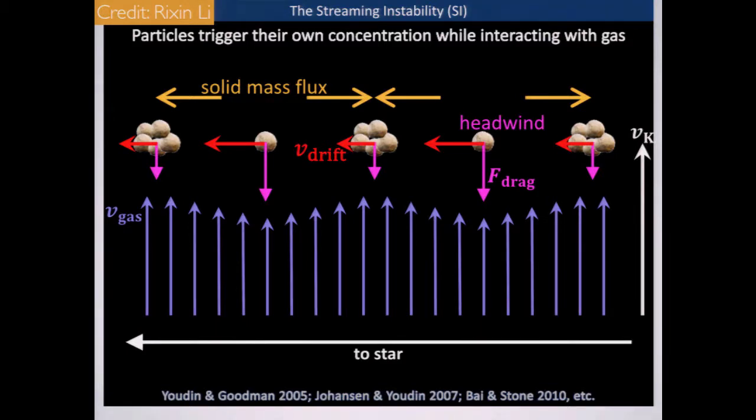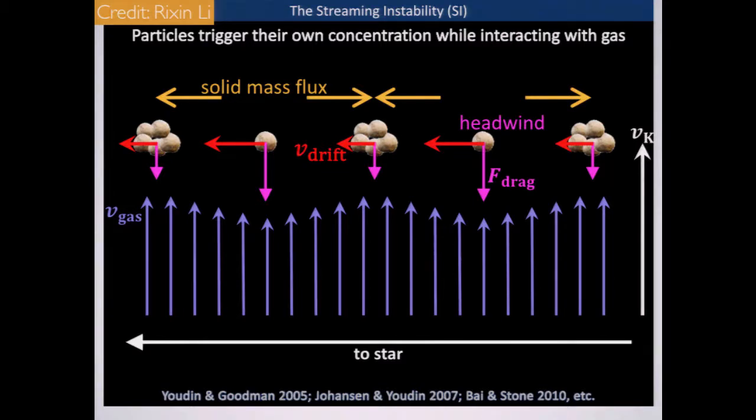And I have to give credit here to a graduate student at University of Arizona, Urshin Lee, who made this slide and allowed me to show it to you. And this is, I think, one of the best cartoon illustrations I've seen of the streaming instability. And I know it still looks really complicated, but I'm going to try to go through it in not too long. So the basic idea behind the streaming instability is, you can think of it as basically being Newton's laws.